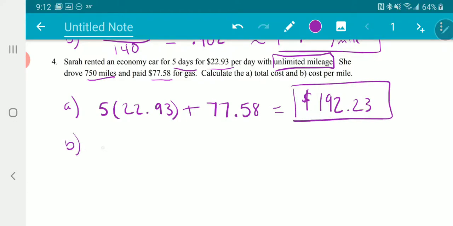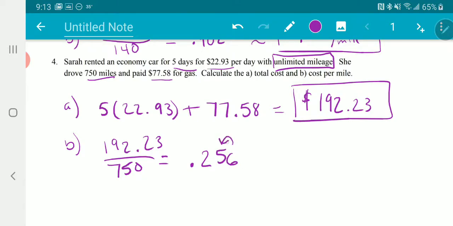And last but not least, let's find that cost per mile. So take that $192.23, divide it by the total of 750 miles. And I think this one will be the cheapest cost per mile yet, because they drove this one quite a bit. And it comes down to 0.256. So we're going to round to that nearest cent. Approximately 26 cents per mile.